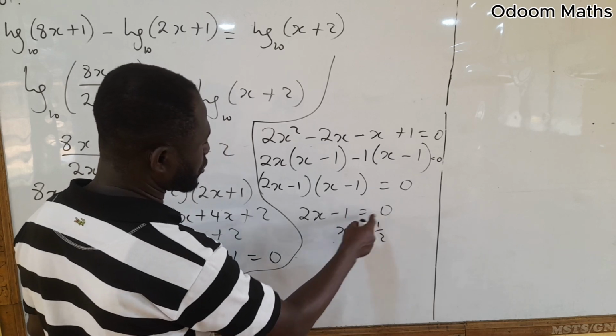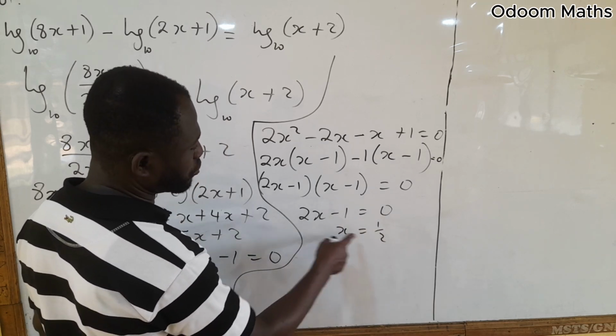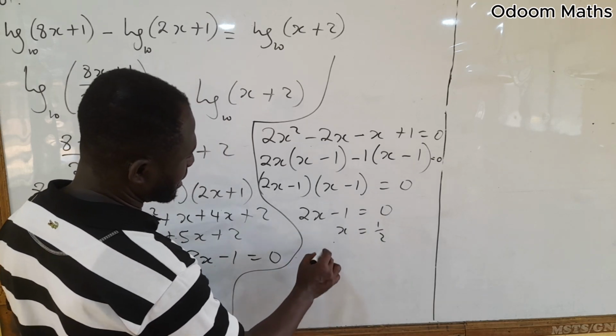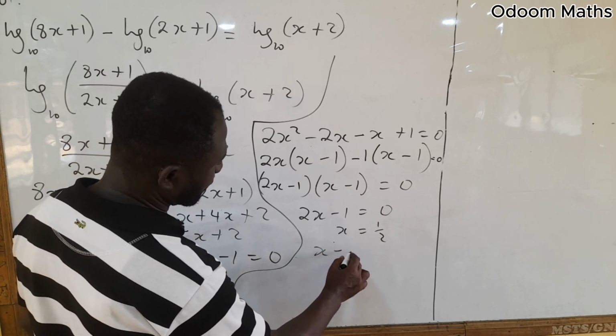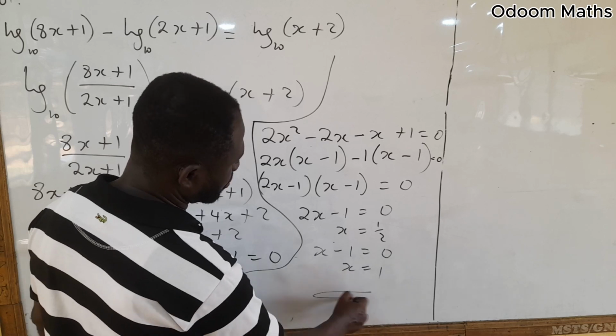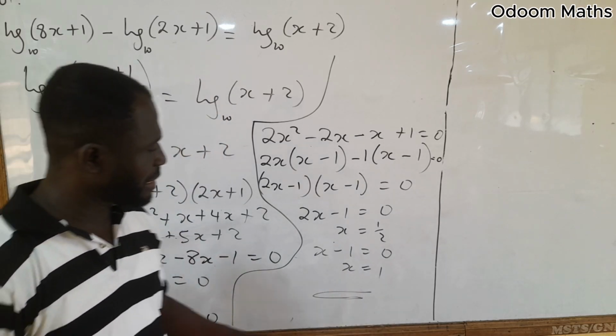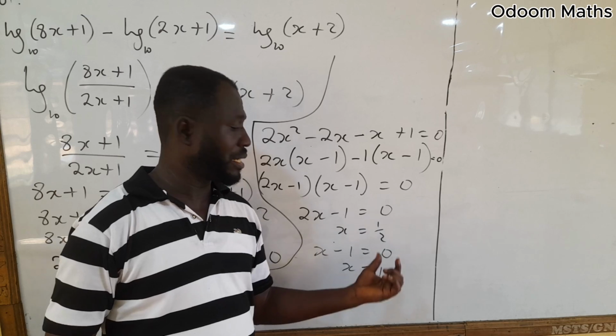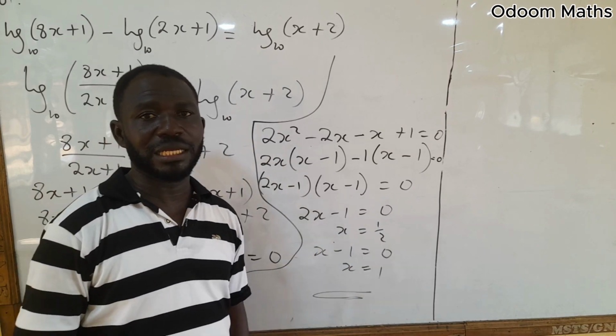That is, this will go then to be 2x equals 1. Then you divide both sides by 2 to get x is equal to half. Then x minus 1 also equals 0, x is equal to 1. So that is that. So that therefore x is 1 or 0 or half. So let's look at another example.